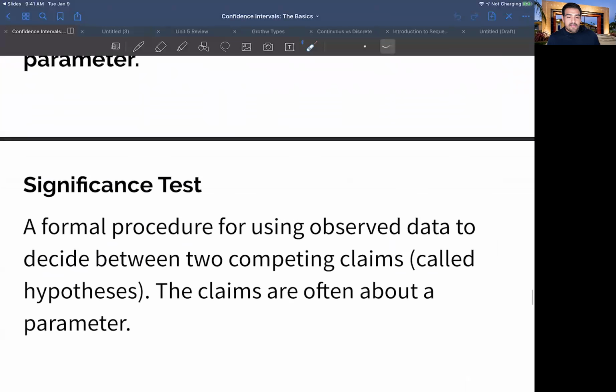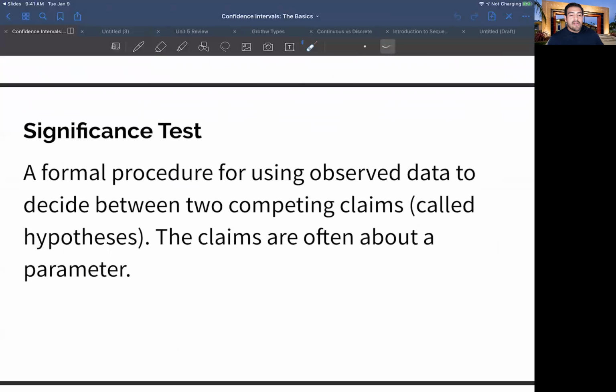So here's the actual definition of a significance test. A formal procedure for using observed data to decide between two competing claims called hypotheses. The claims are often about a parameter.